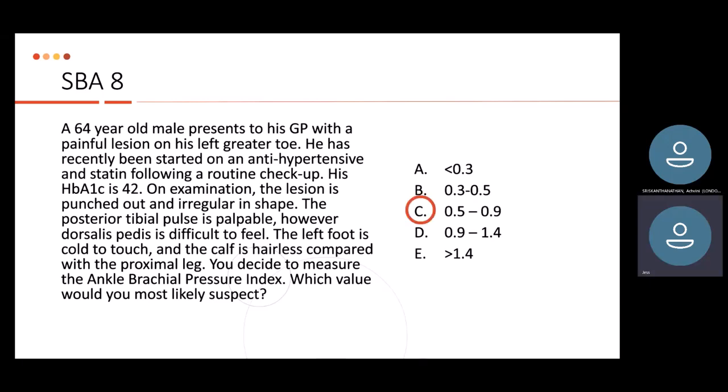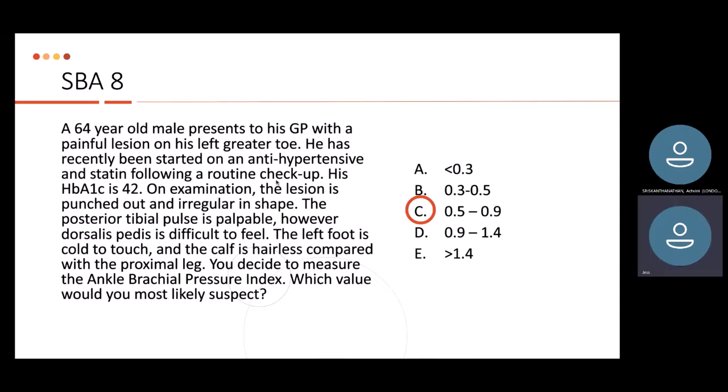So the answer here is 0.5 to 0.9. So just to go through this now, less than 0.3 is acute limb ischemia. This is a vascular emergency. 0.3 to 0.5, they would be a lot more symptomatic than they are here, and this is critical.